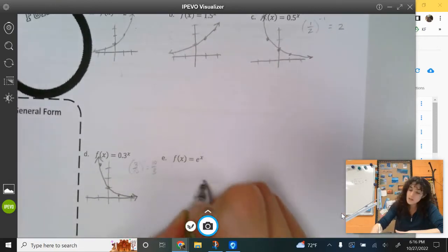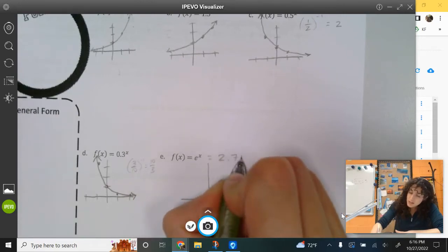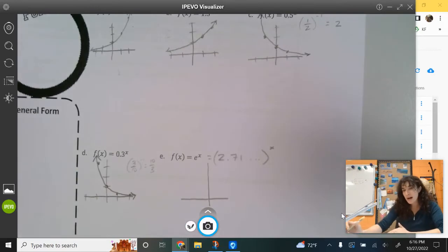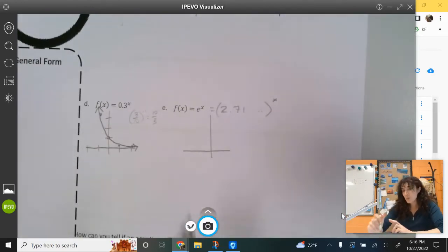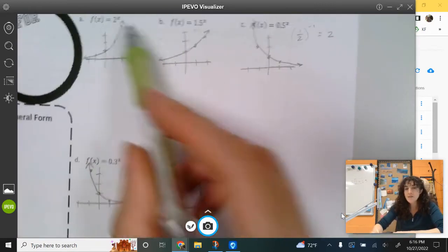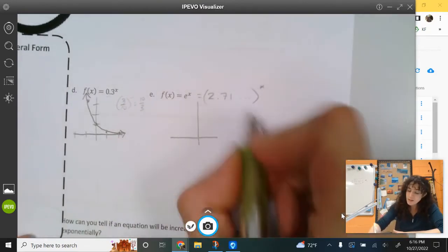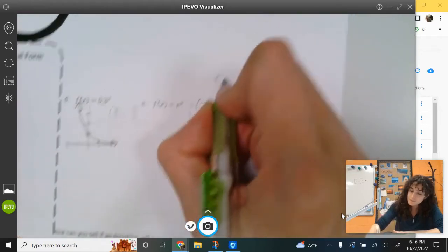E to the x. E is just a number. It's like 2.71 something, something, something to the x power. So E, just like pi, is just a number. E is a very common, what we call base. All these numbers here are bases. It's a very common base for an exponential growth. It's called Euler's number.